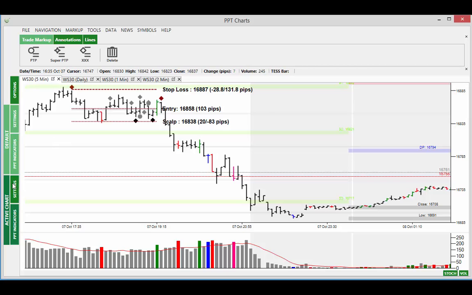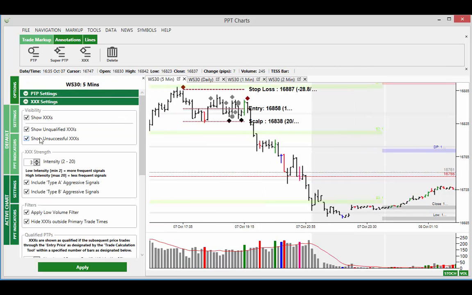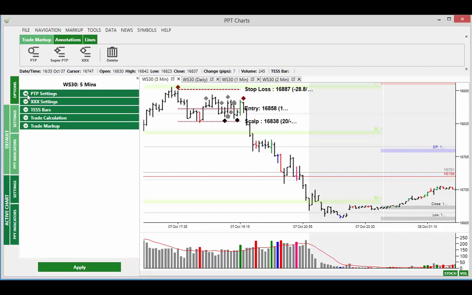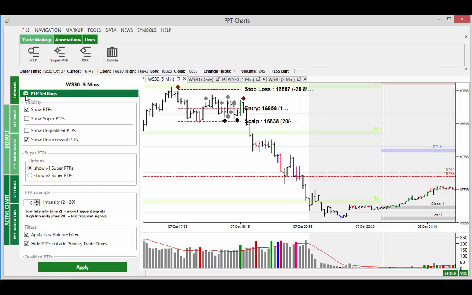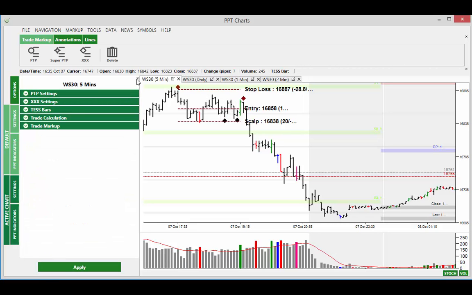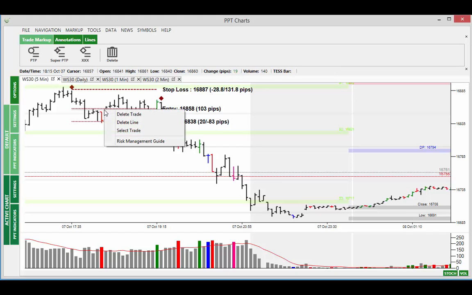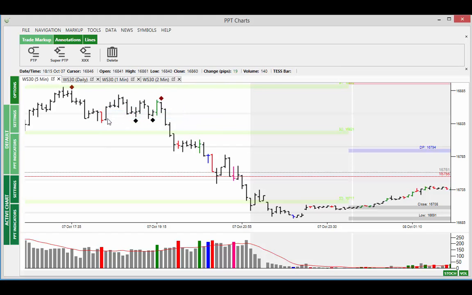So let me just clear things up a bit here. Let's just remove the unqualified signals and just show the ones that actually qualified. Let's just clean the chart up a bit. Let's get rid of this one here where there's a 20-point profit there. We see the market rallying back, and then we say we have the support at 16,850. The market is trying to go up and then keeps coming back, and it took out the first one with a 24-point loss, and then the second one with a 16-point loss before we had this sell signal.